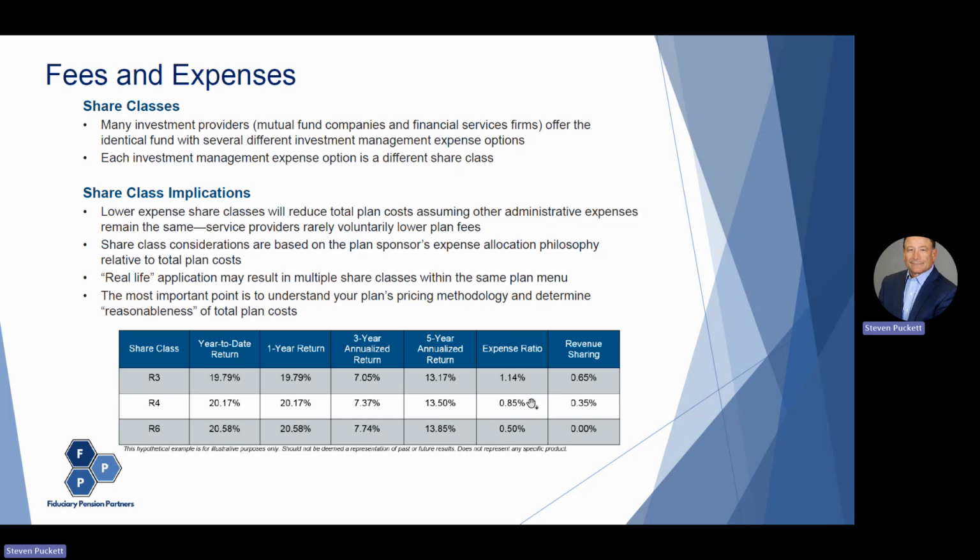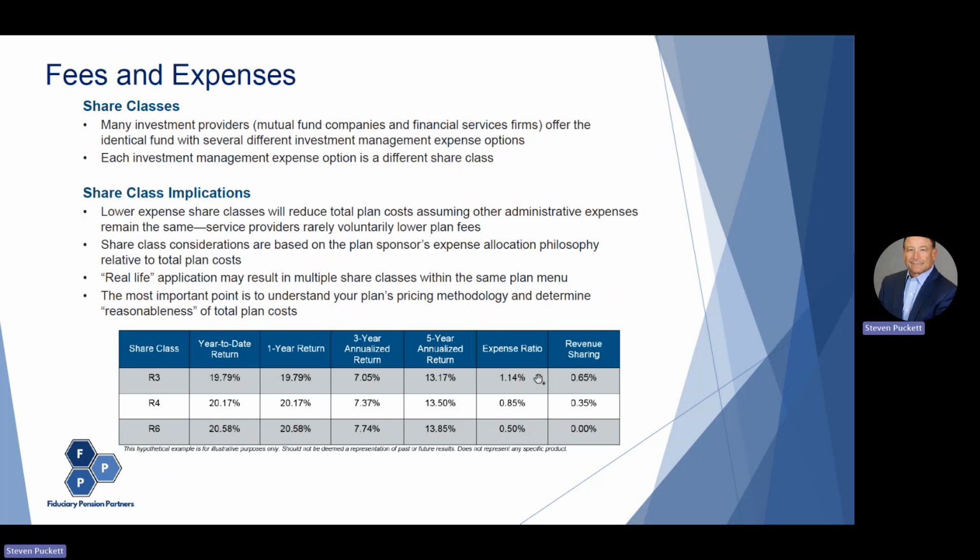One is 0.85% of assets, and one is 0.50. Again, in there is also revenue sharing. So revenue sharing covers that 12B1 shareholder services. The R3 pays 65 basis points of expense back to the platform. The R4 is paying 35 basis points back to the platform. And the R6 is paying none of the record-keeping expenses of the 401k plan.